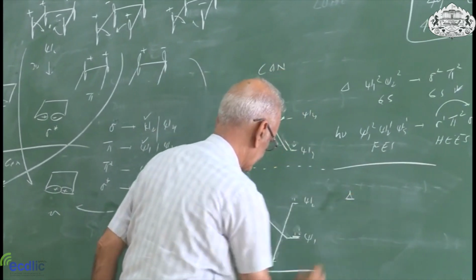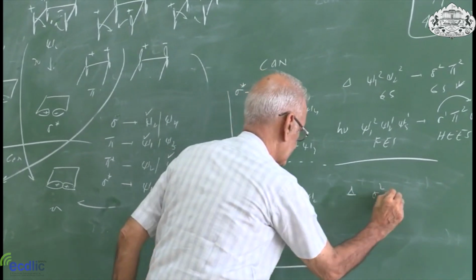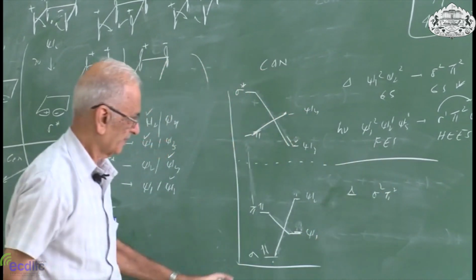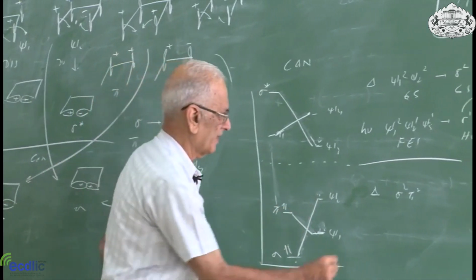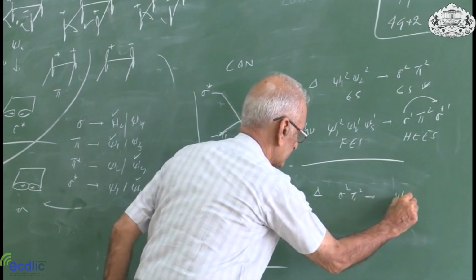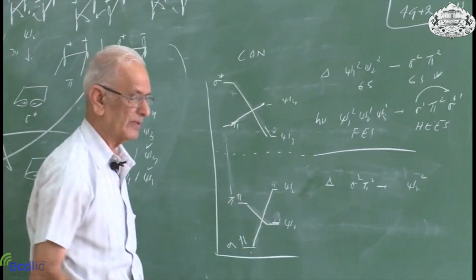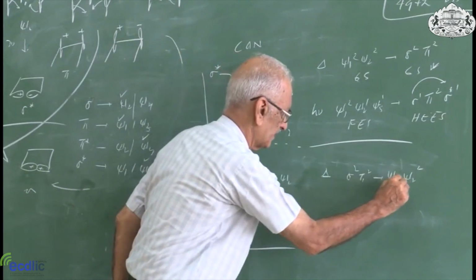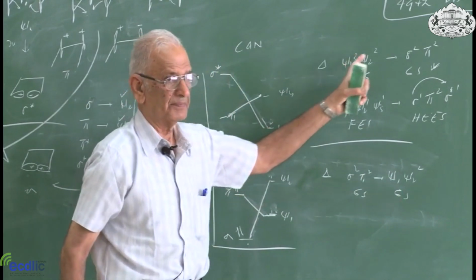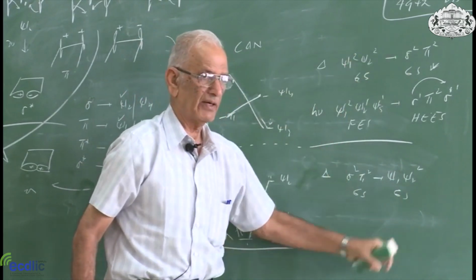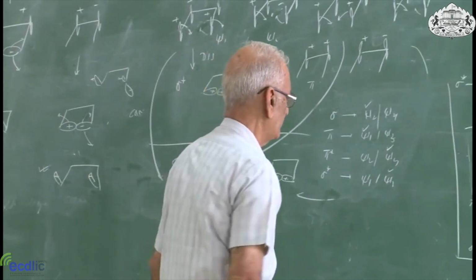So, thermal reaction: sigma 2 pi 2. Where does sigma go? Sigma goes into psi 2. And where does pi go? Pi goes into psi 1. Ground state has given ground state. Look at that. Whichever way I go, ground state gives me ground state.